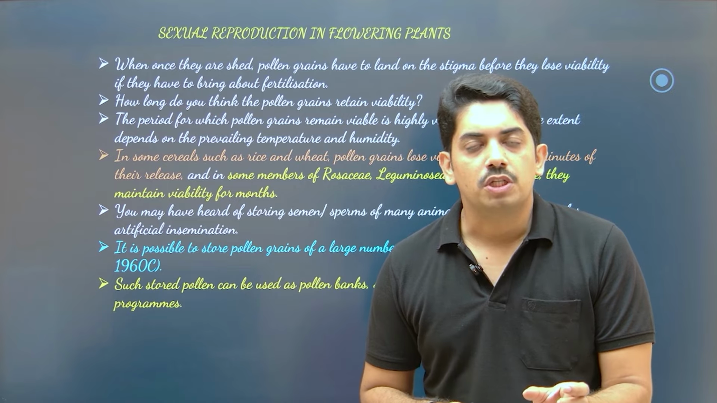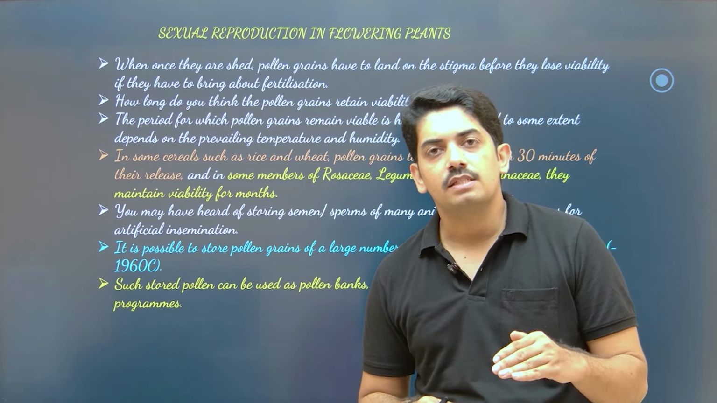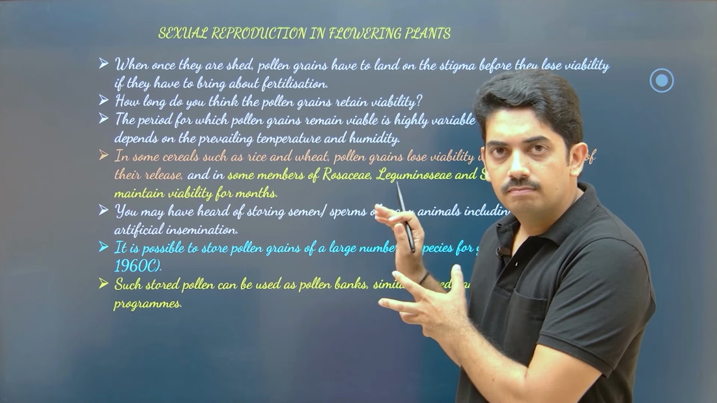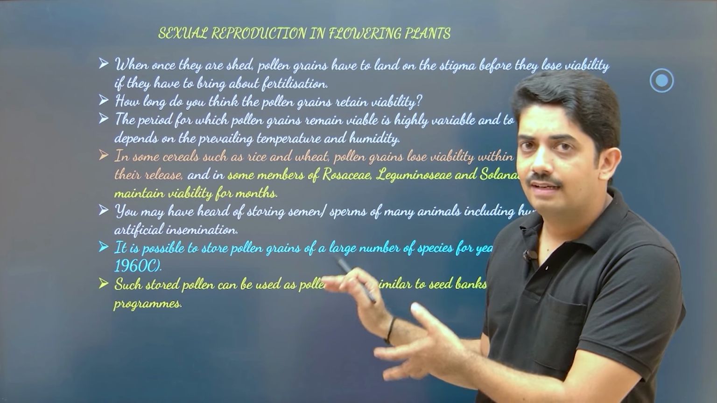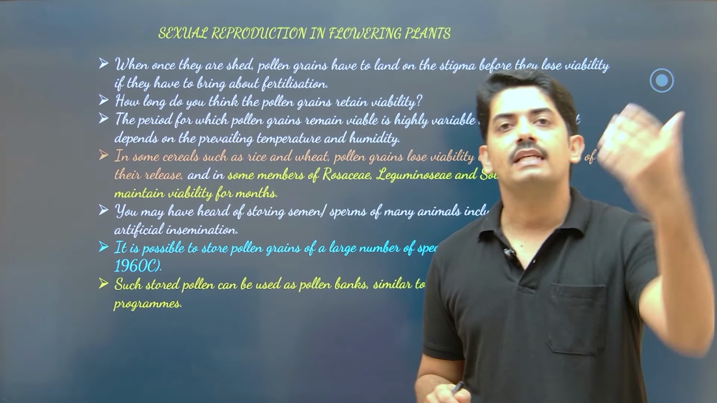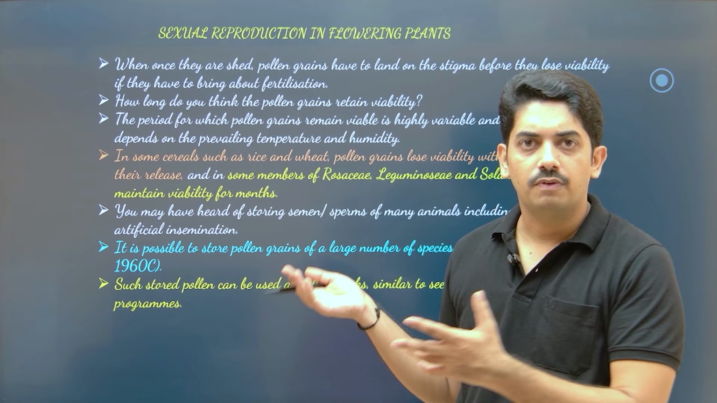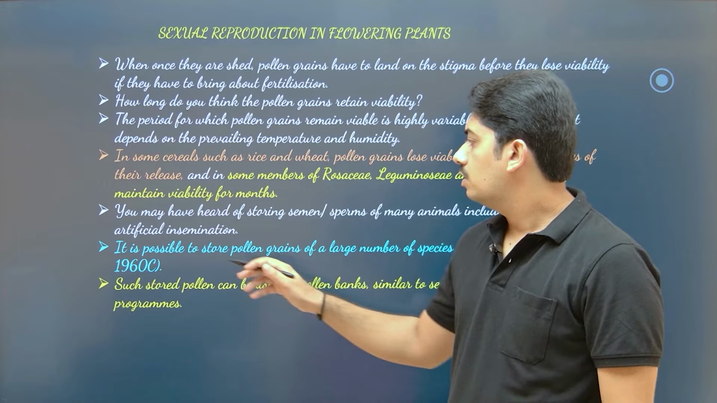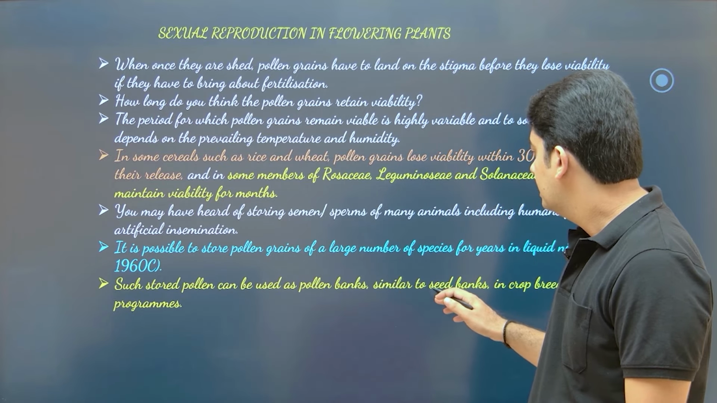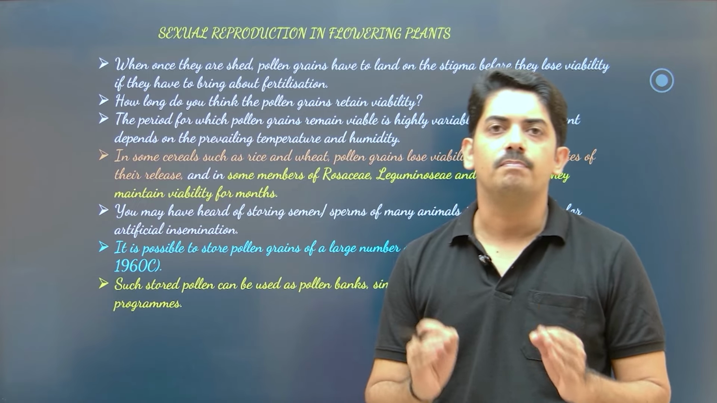In cryopreservation, in liquid nitrogen, the temperature of the liquid nitrogen is minus 196 degrees Celsius. These male gametes like pollen grains and sperm in the semen can be stored, which later can be used in pollination, or in the case of animals for insemination. So such stored pollen can be used as pollen banks similar to seed banks in crop breeding programs. A very, very important aspect.